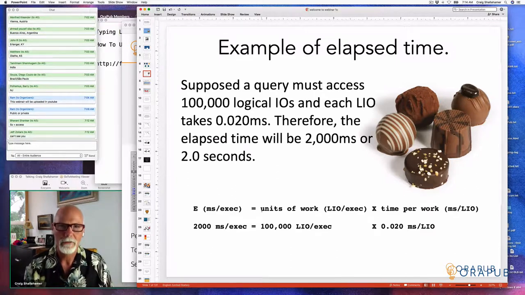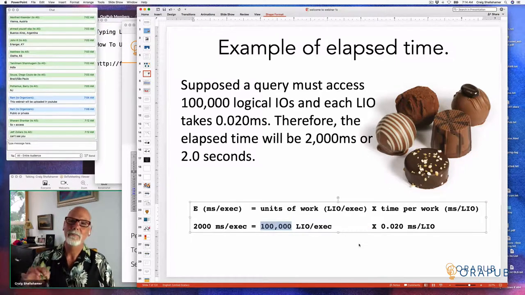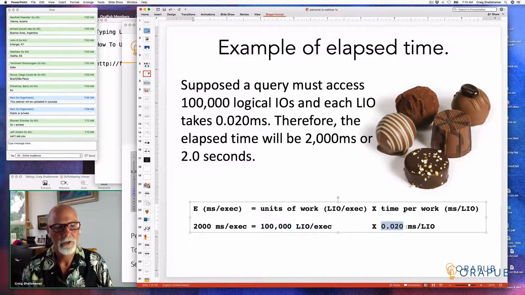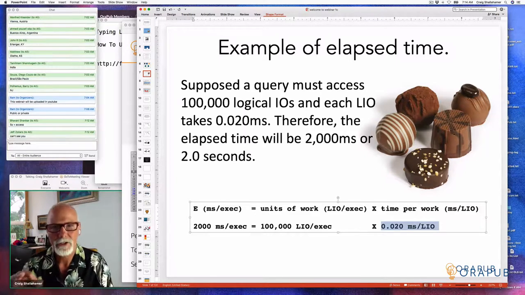This is all serial. There are really two knobs here that we can turn. One is how many pieces of work. In this case, each little piece of work is a logical IO, and there are 100,000 of these. And then, how long does it take to process each piece of work? It's going to take 0.02 milliseconds to process each piece of candy, or each logical IO. This is super important.